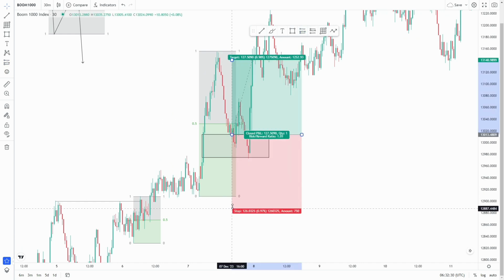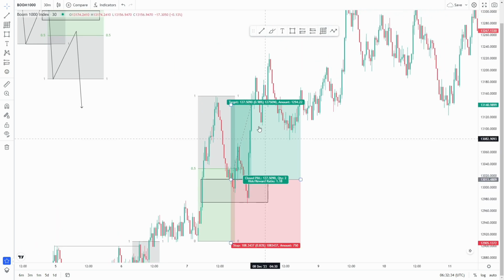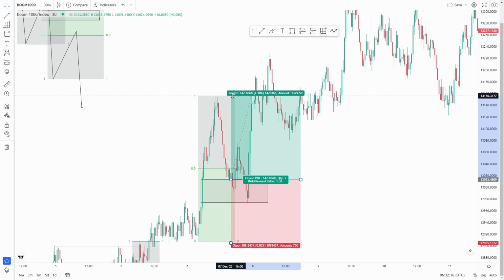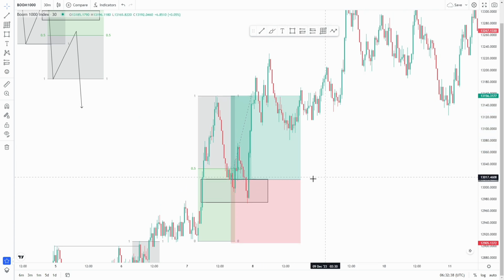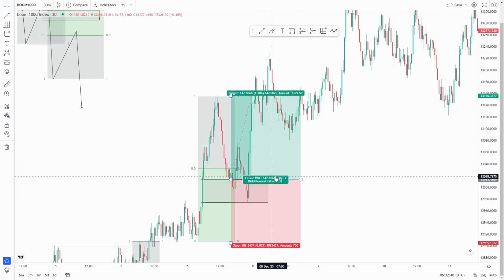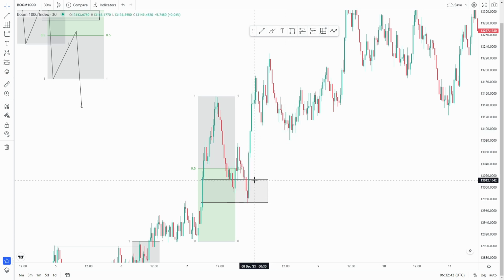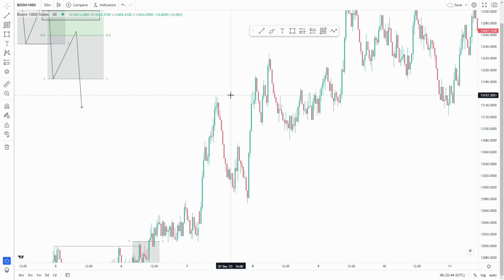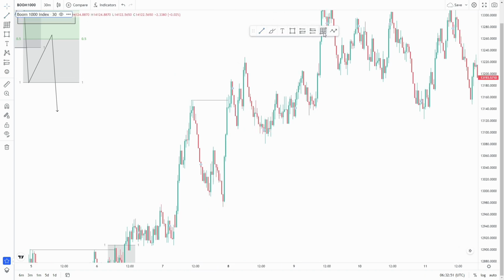Tapped in. Remember, stop loss below the most recent low. Target the next high. 1 to 3 trade. As you can see, beautiful trade. Now we're waiting for this high to be taken out. Got taken out there.